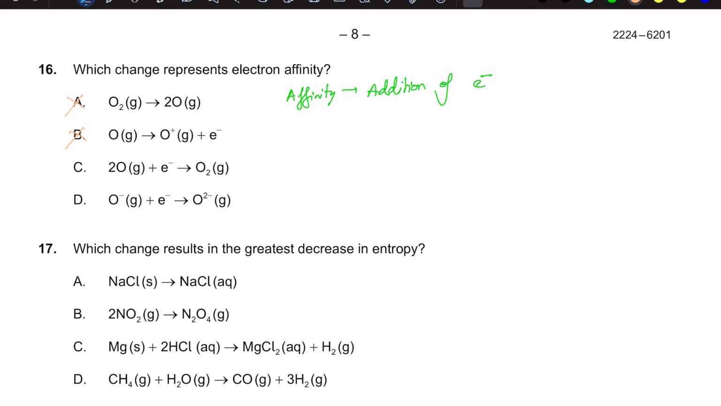Next one, O2 plus e gives you O2. Now this reaction is wrong because charges are not balanced on both sides. So basically, the net sum of charges should be equal on the reactant and product side. But here it's not, so I have to eliminate option C. But option D is basically the second electron affinity of oxygen, where O minus adds an electron to form O2 minus. So the answer will be option D.